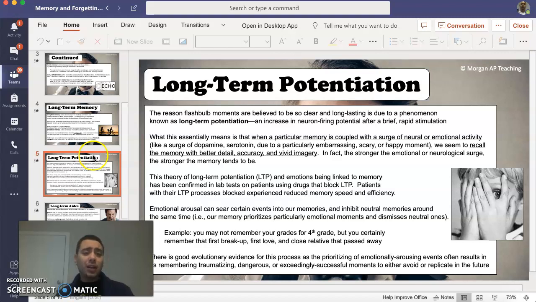So for long-term potentiation, an example of this might be that you may not remember your grades from fourth grade, but you certainly remember that first breakup, first love, and close relative that passed away. So long-term potentiation relates to these kinds of memories that have more potential to be stored as long-term than memories that are not so potent.